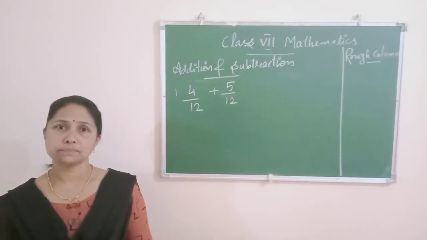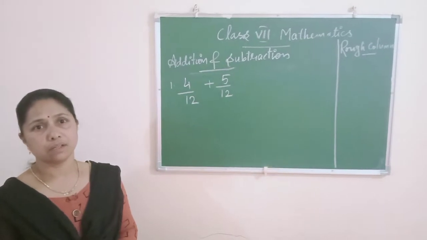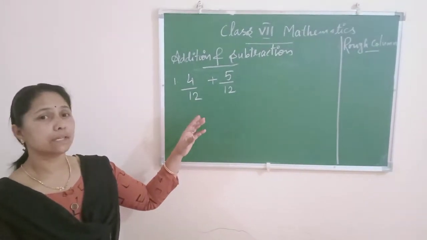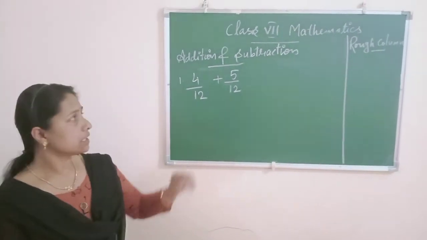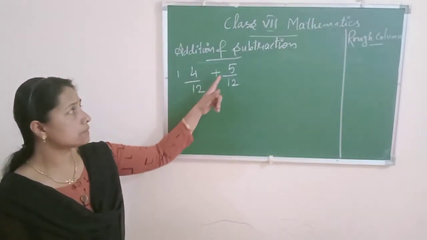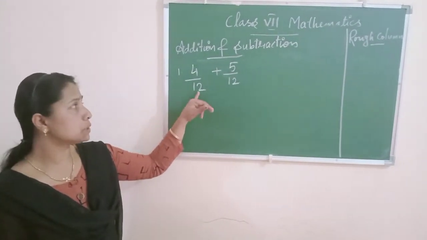Good morning, children. Today we will discuss addition and subtraction of fractions. For adding or subtracting, you will get two types of fractions: like fractions or unlike fractions. Here one question is given: 4 upon 12 and 5 upon 12. These fractions are like fractions because the denominators are the same.